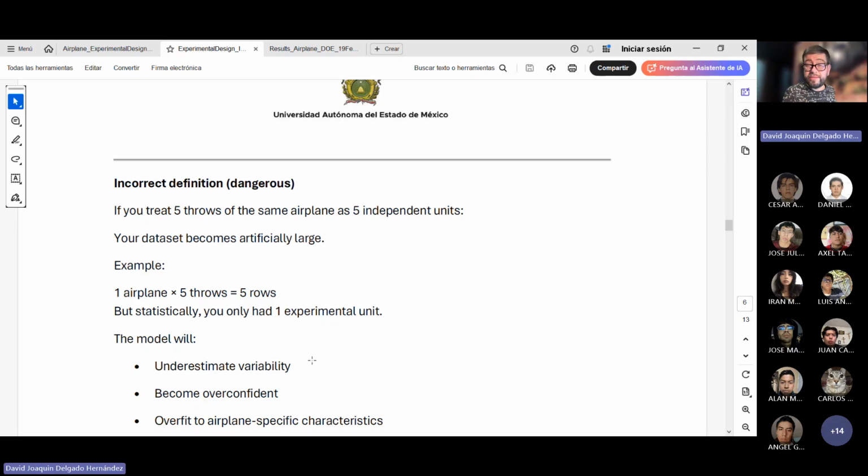We should be very careful here. For instance, if you treat 5 throws of the same airplane as 5 independent units, don't make that mistake. If I have just one airplane and I throw it 20 times, that doesn't mean that I have 20 observations, because the result of this model will be very good for this airplane alone, but I cannot predict the distances of other airplanes, okay?